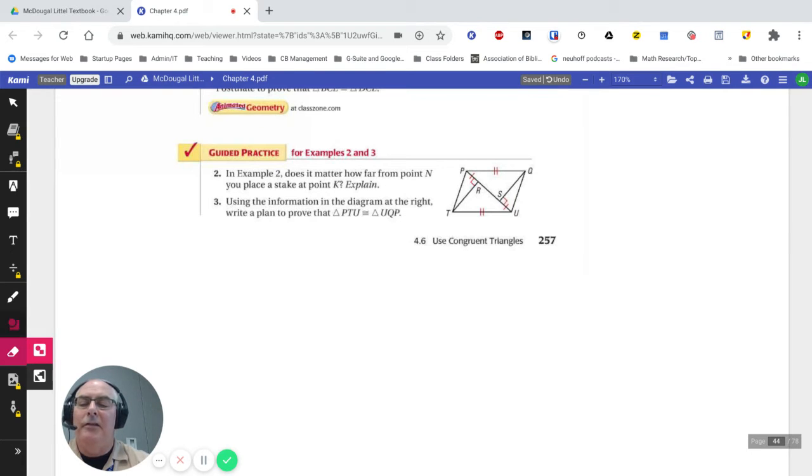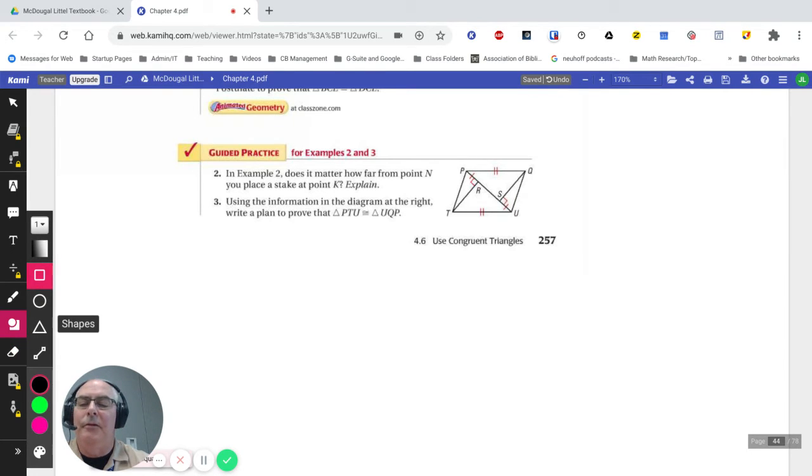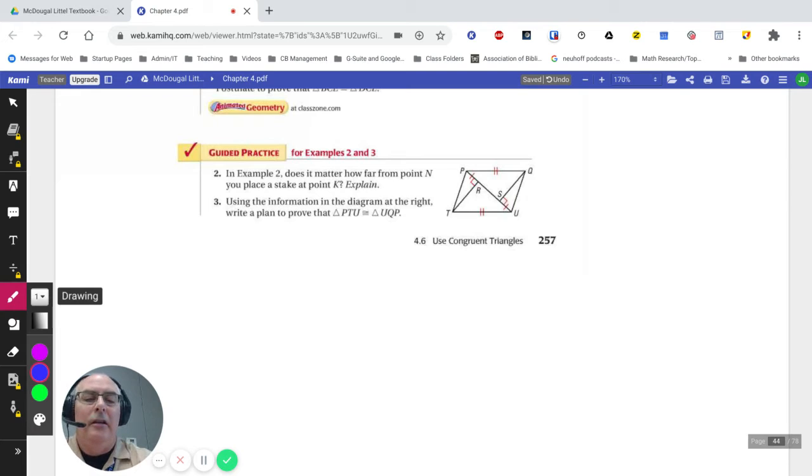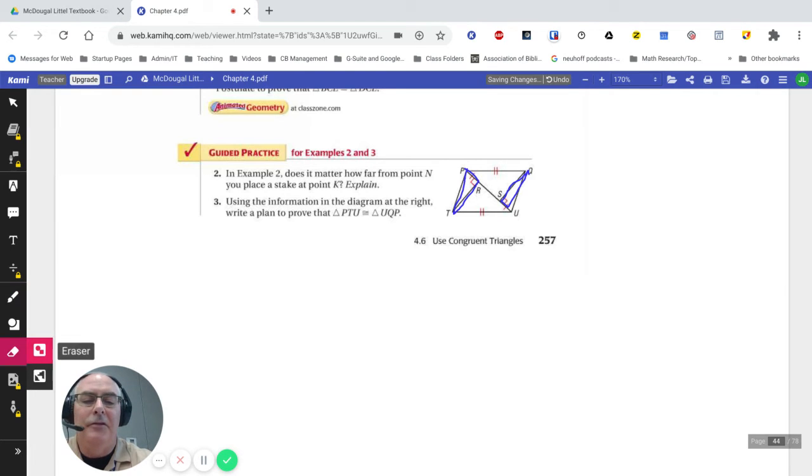When I have a drawing like this one, in examples 2 and 3, I have to break things down to see what I'm working with. Well, in this case, the ones I just drew, I've got two right triangles.